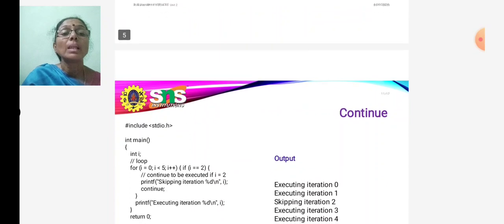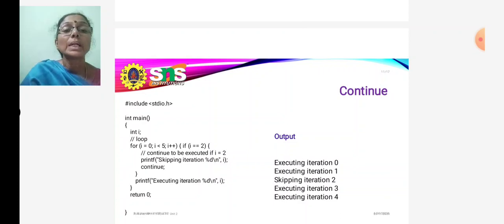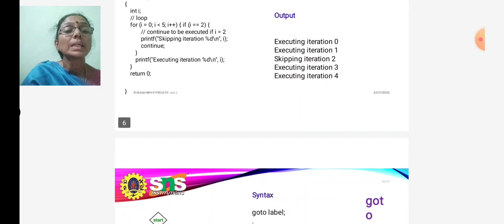For example, consider the previous program itself. When i is equal to 2, after that you use continue, it skips the current iteration and goes to the next iteration, where i is equal to 3. So that could be executed using continue.